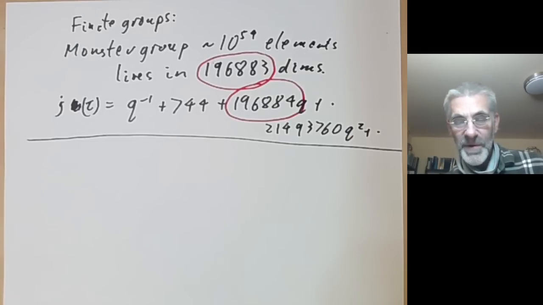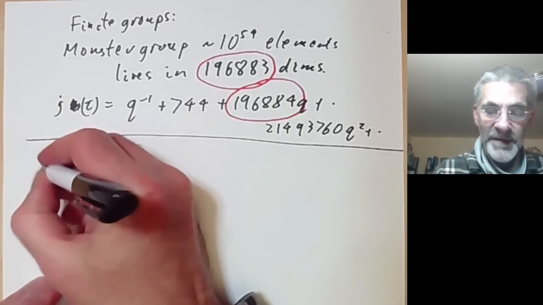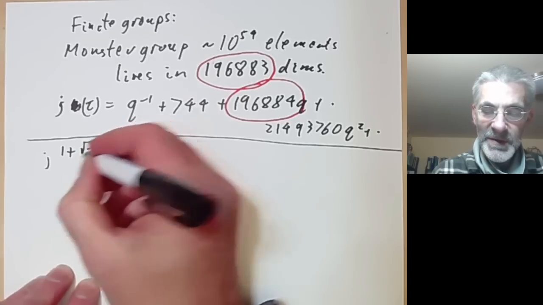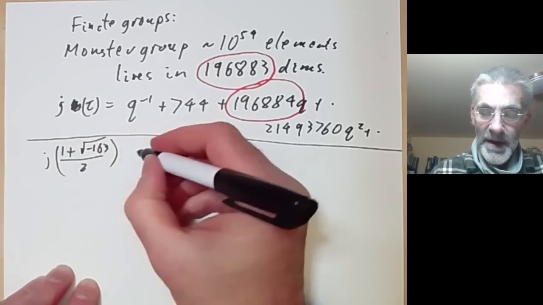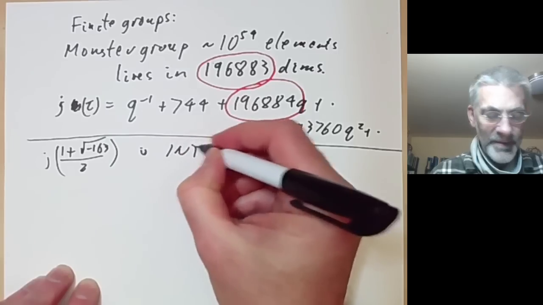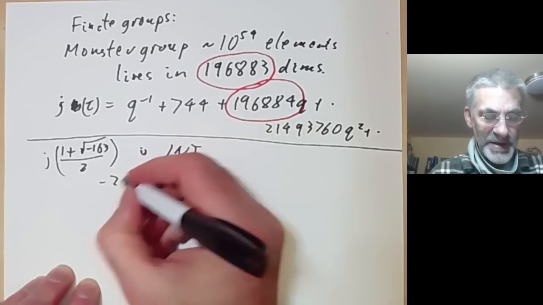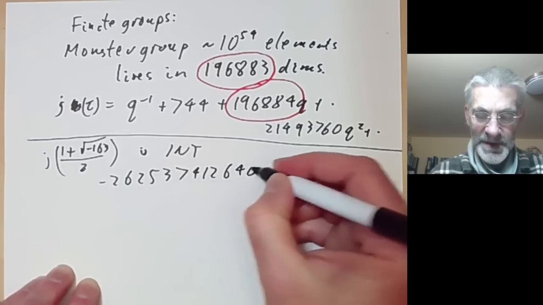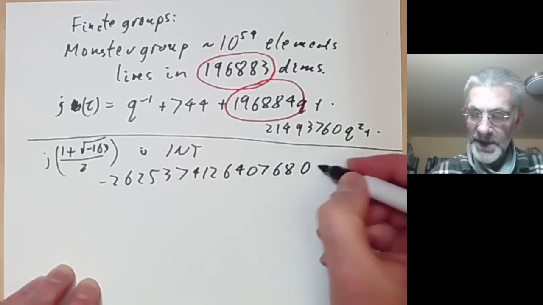Another weird property of the elliptic modular function is that if you take the elliptic modular function of (1 + √−163)/2, this is actually an integer. And the integer is −262,537,412,640,768,000.